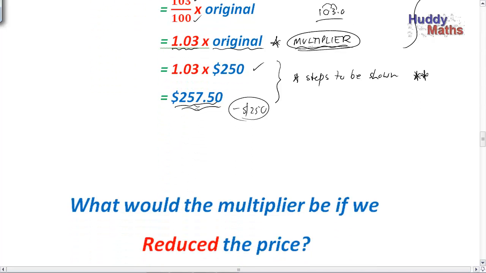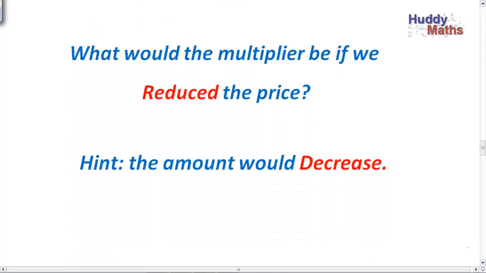Okay, come on down, and here's my question for you. What would the multiplier be if we want to do it in one step, in other words, if we reduce the price? And here's the hint, the amount would decrease. So what do you think we would have to do to get a multiplier that would decrease an amount by a certain percentage? Okay, discuss it with your classmates and your teacher. I'm going to show you the answer now.